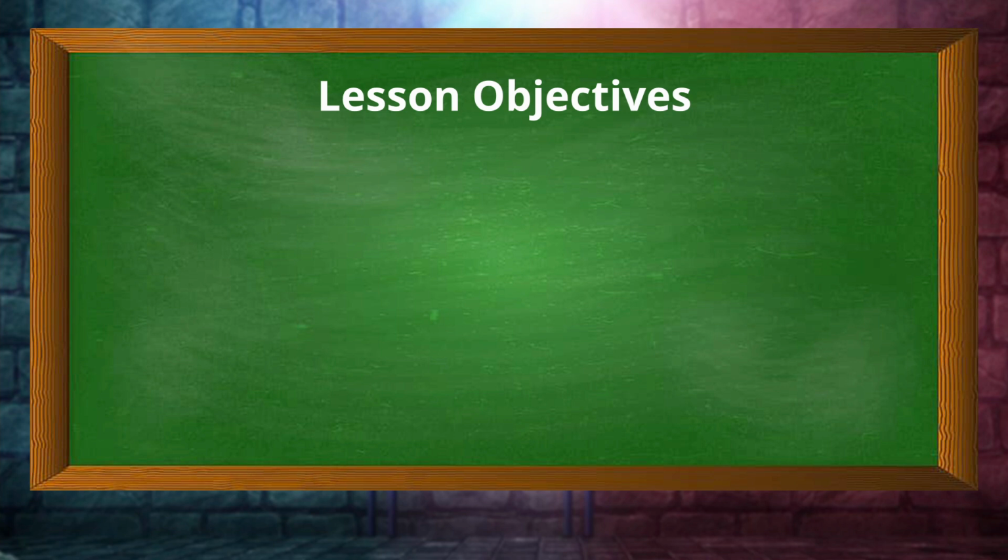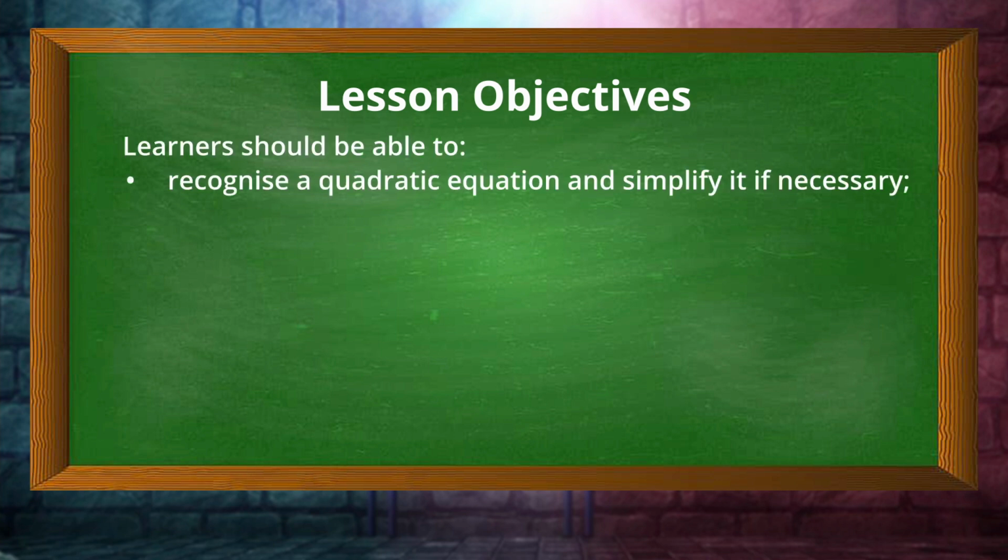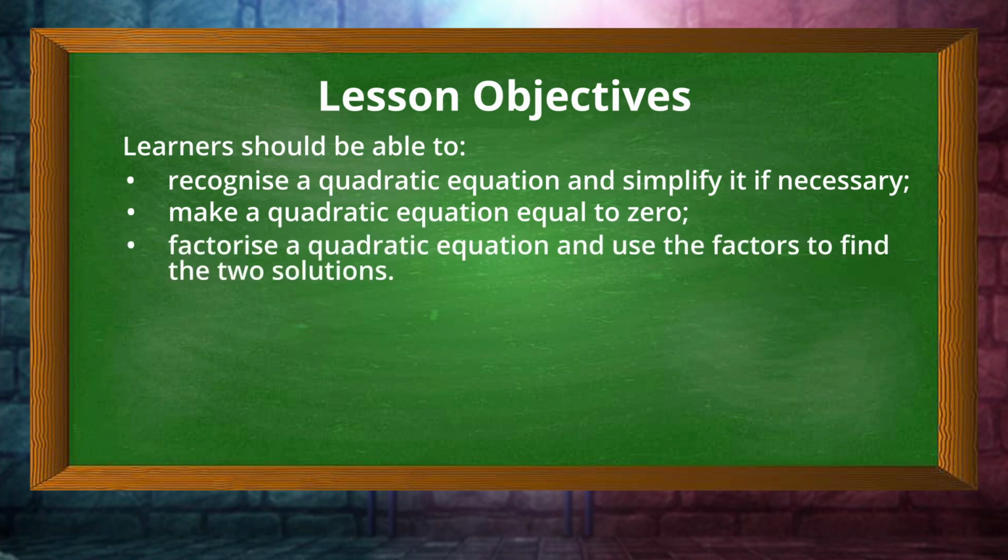By the end of today's lesson, you should be able to recognize a quadratic equation and simplify it if necessary. Make a quadratic equation equal to 0. Factorize a quadratic equation and use the factors to find the two solutions.